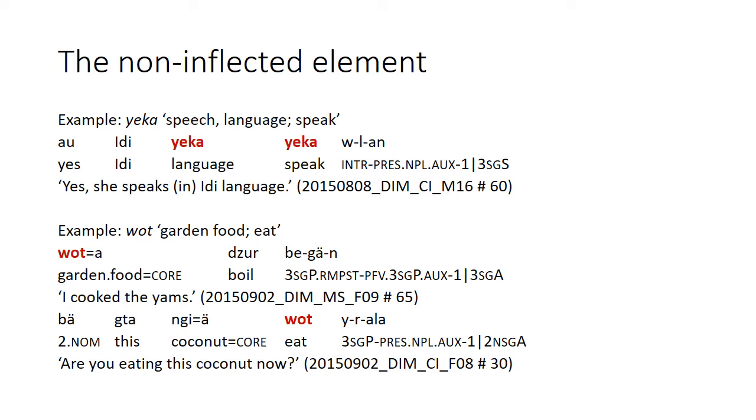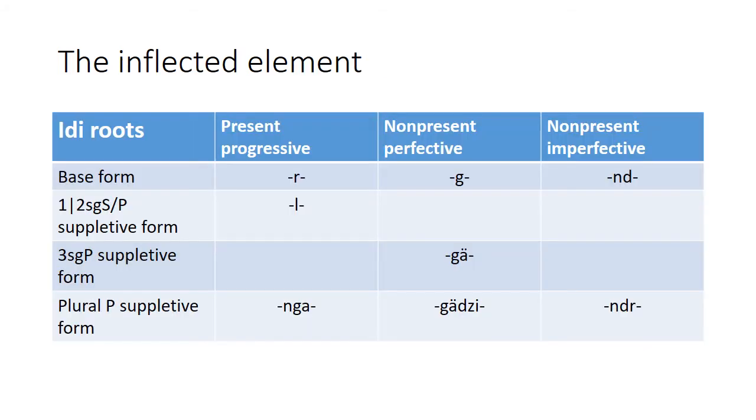And in the second example, we have the form wata, which means garden food, but can also mean eat, again in a complex predicate, when it refers to eating anything but meat. So wata jur began means I cooked the yams. So wata here refers to some yams. And then in the second one, begatania watirella, are you eating this coconut now? Here wata, meaning to eat, refers to the act of eating.